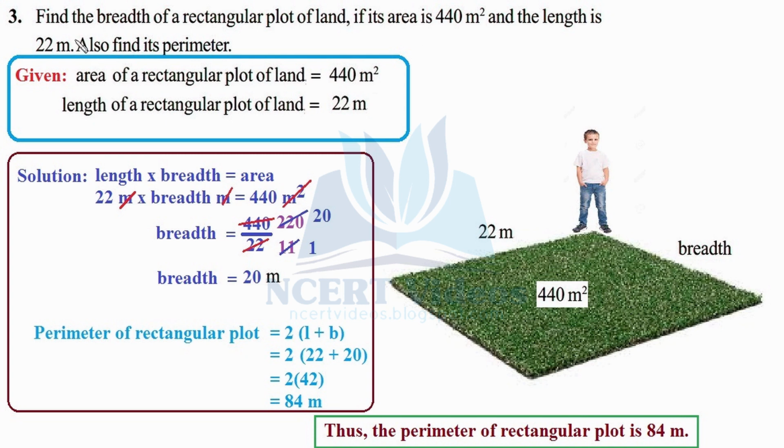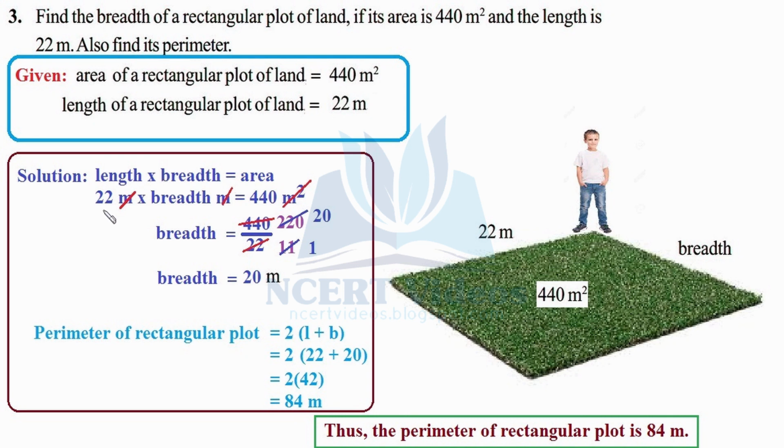Now what we have to find? First, we have to find the breadth of that rectangular plot, and secondly, we also have to find the perimeter. So as we have told you earlier, first only tackle the given part and break it down, then only consider the rest of the parts. So we will break this information down in the solution part. Since it is a rectangle, we know length into breadth equals area, and we will just put in the values which are given to us.